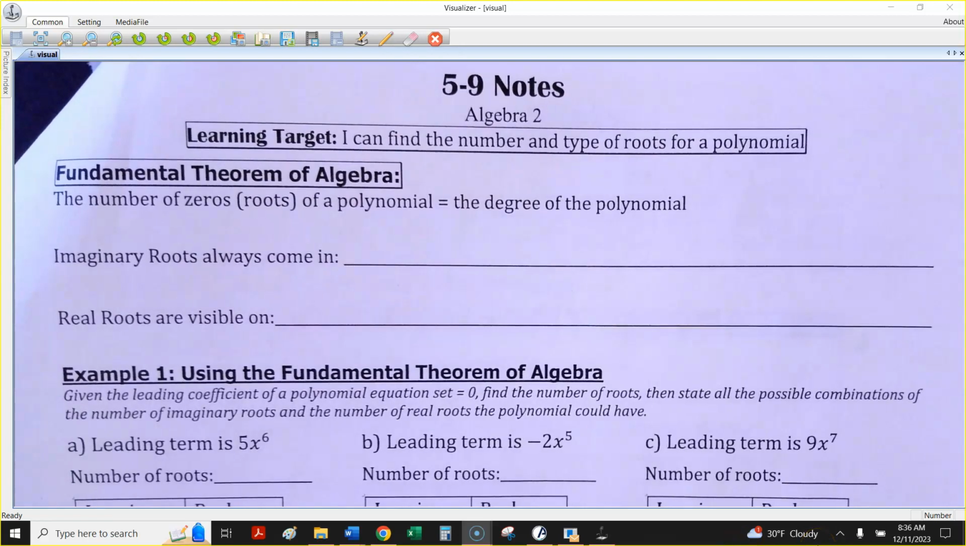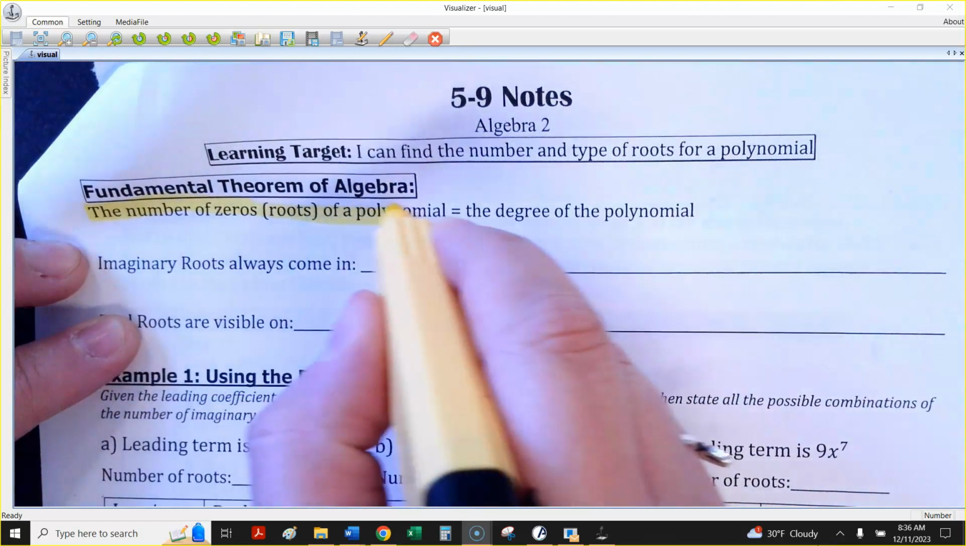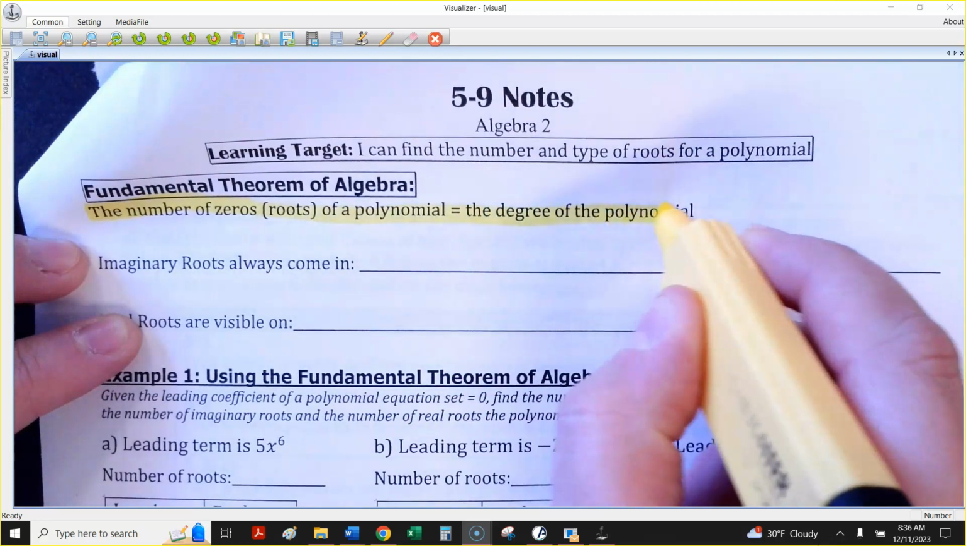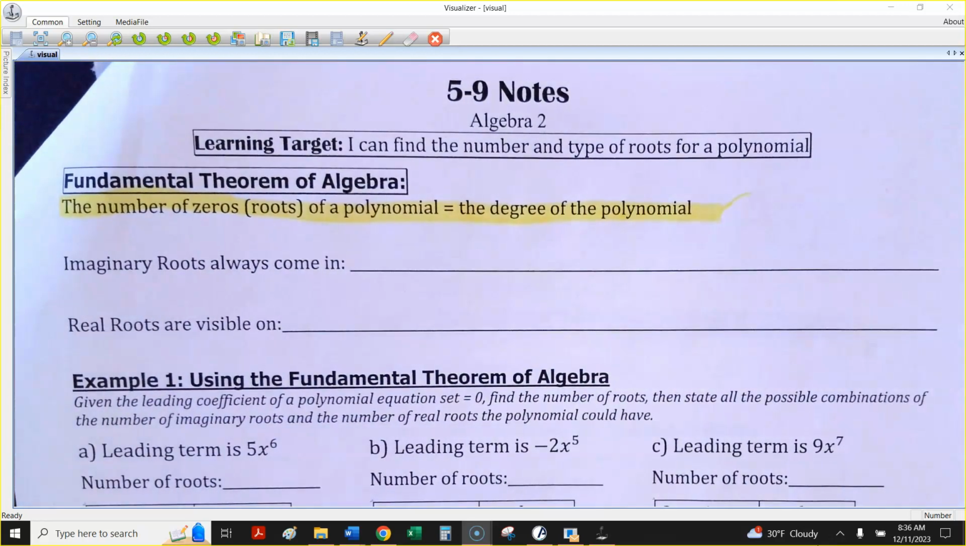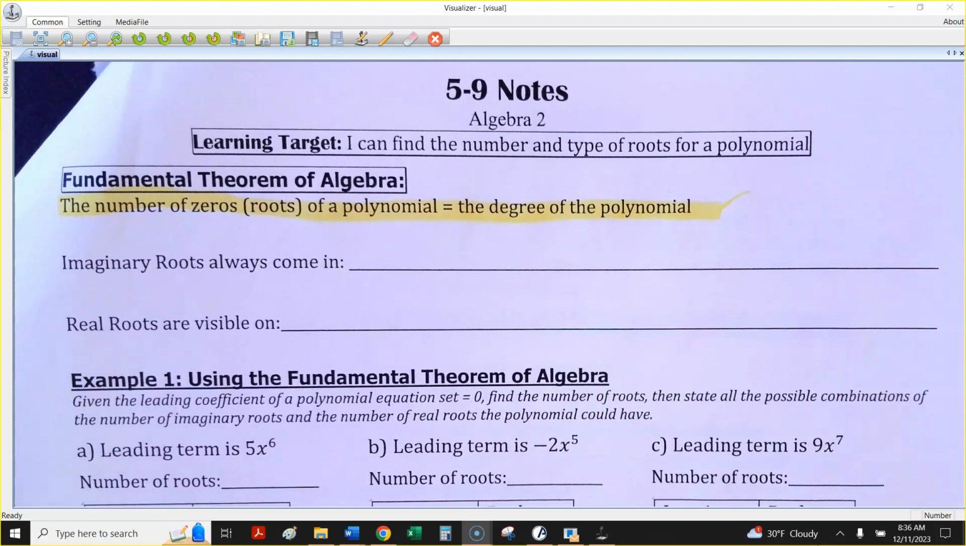Algebra, literally right at the top here, and I've been saying this to you guys all along. The number of zeros, roots, answers, whatever you want to call them, of a polynomial is equal to the degree of the polynomial. And the degree, remember, is just the highest power of x that you have in your actual polynomial equation. So we've been talking about that all along here, but I didn't call it the fundamental theorem. So the number of zeros or roots is going to match the degree of the polynomial, the highest power of x.